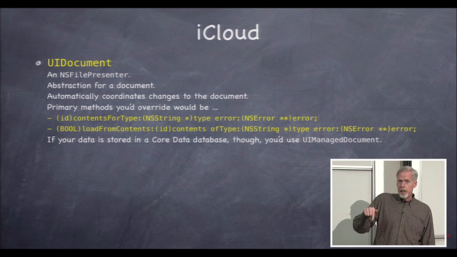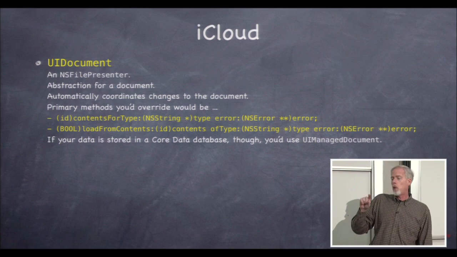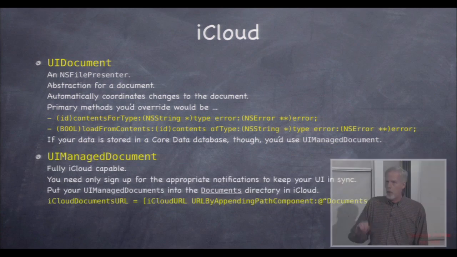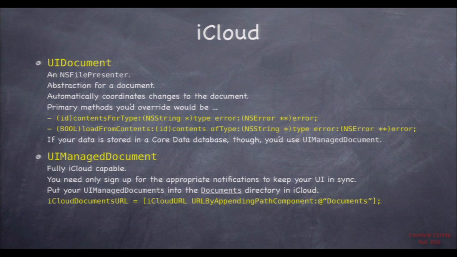However, if your document's data is stored in a Core Data database, then of course you don't want to use UIDocument, you want to use UIManagedDocument, which you've all been using, so you all know what this does. UIManagedDocument is fully iCloud capable. And when you think about storing a Core Data database on the network and accessing it from multiple locations, there's some things to think about there, as you can imagine. The database might be huge, and you want to have efficient access, and it does that, and we're going to see how it does that. Generally, you're going to put your UIManagedDocument, you know how UIManagedDocument's designated initializer is init with file URL.